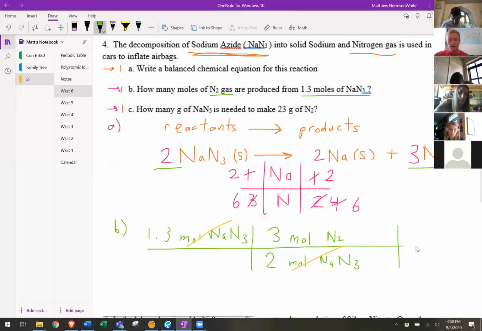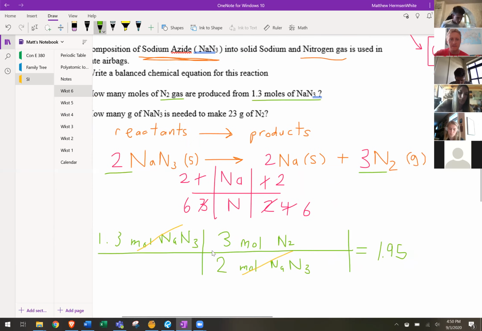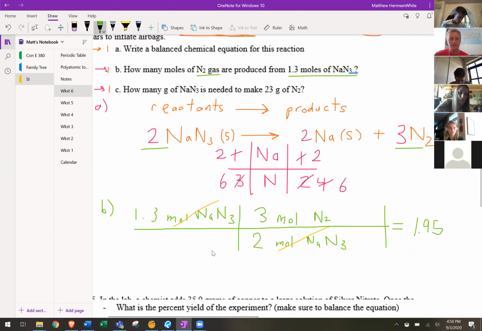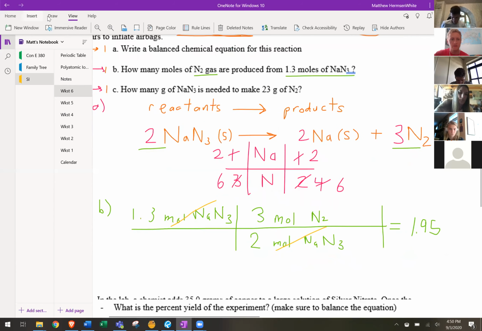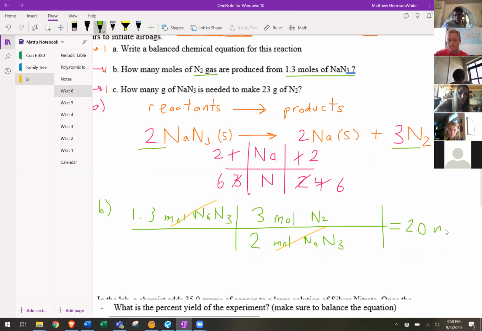So what you do now is you take 1.3 times 3 divided by 2, and you get 1.95 moles of N2. And I guess technically, since it's 2 sig figs, I should write 2.0. All right, 2.0 moles of N2 gas.